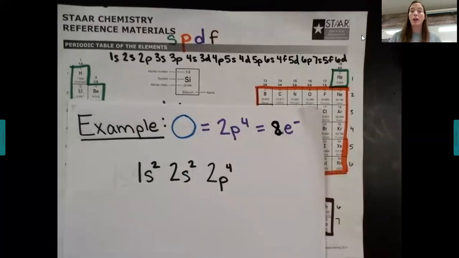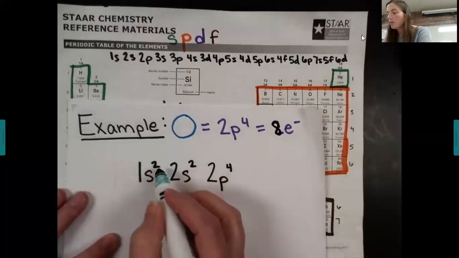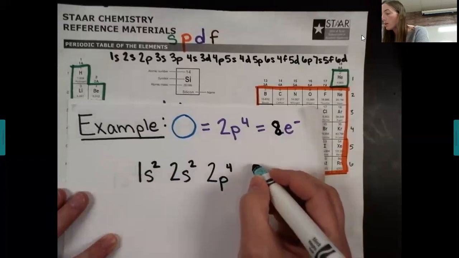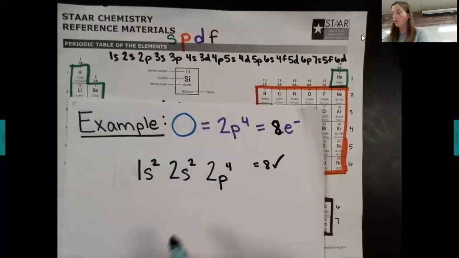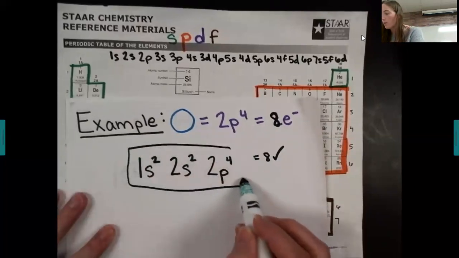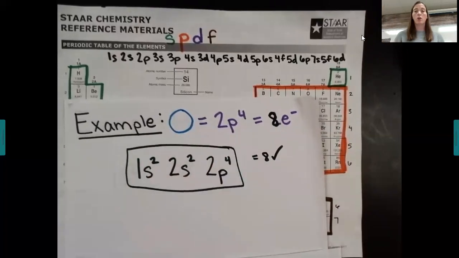Well, now we're not using arrows, we're using superscripts. So if I add my superscripts together, 2 plus 2 plus 4 is equal to 8, then I know that I have done it right. So this is your answer for electron configuration for oxygen.